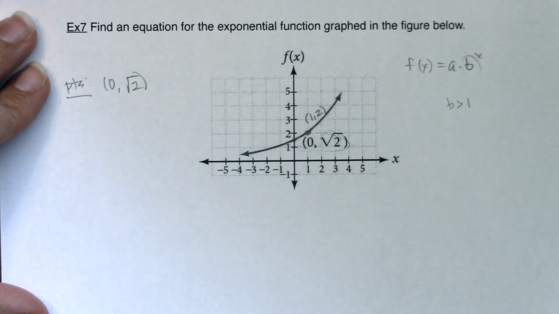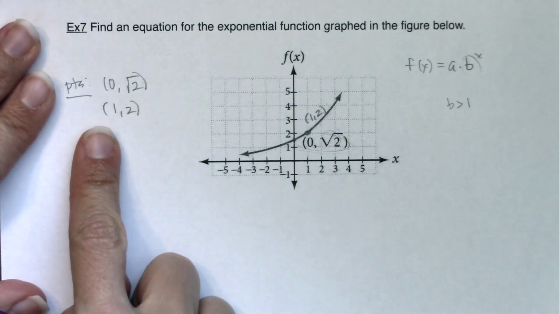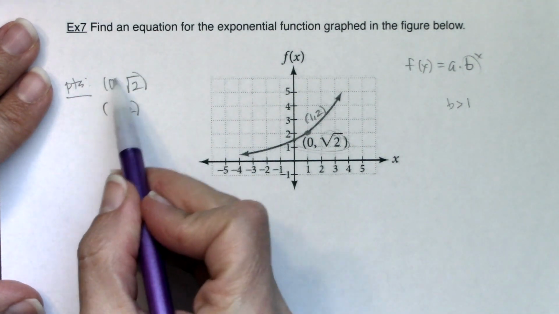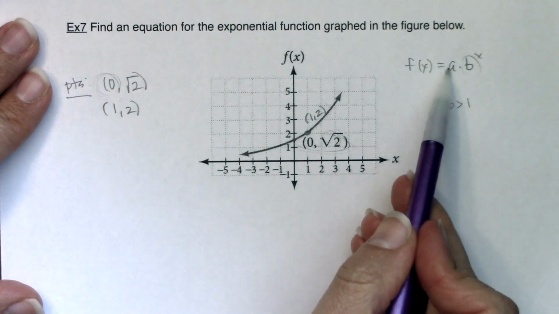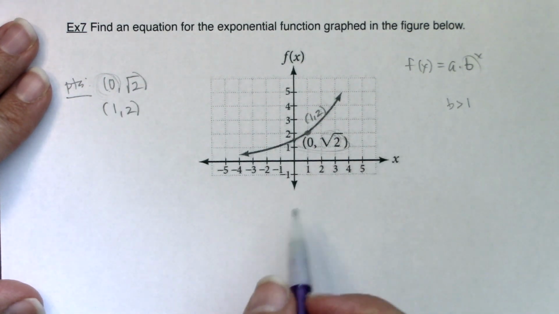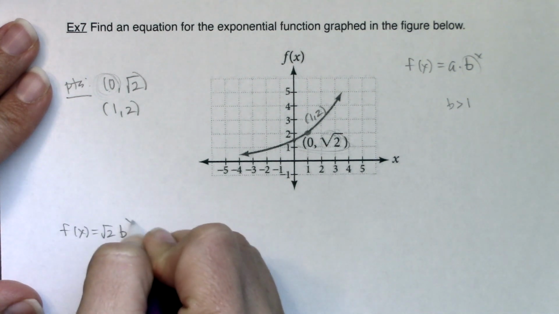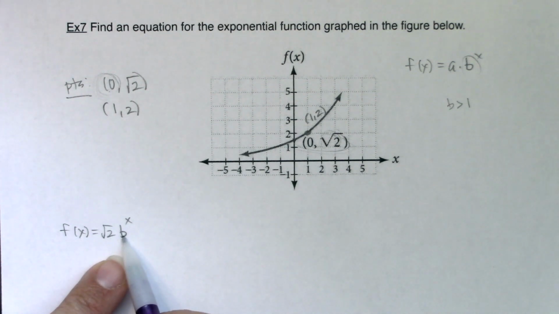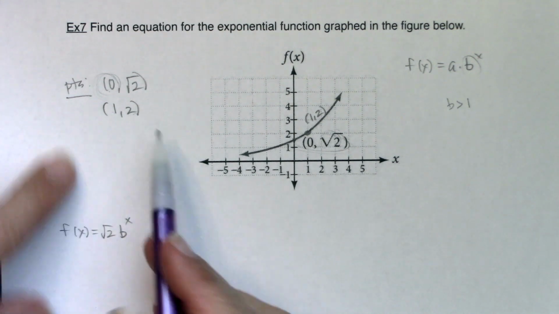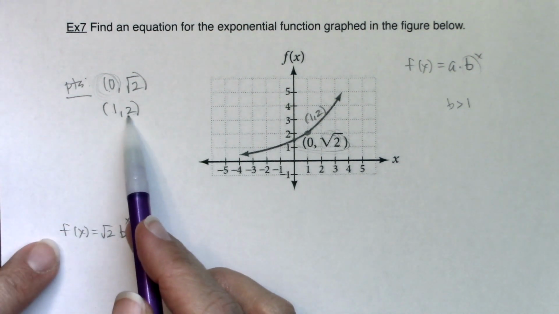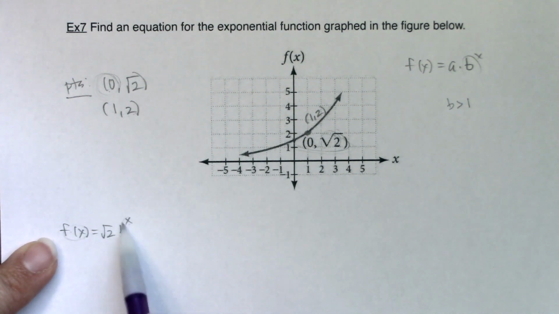So as I look at that, we've got 0, root 2 and 1, 2. And because this is nice, because I had an initial x value of 0, I immediately know my a value is root 2. So I can simplify this a little bit. I know f of x is now root 2 b to the x. I don't know what b is yet, but I can use this ordered pair to figure that out, because when x is 1, f of x is 2. So I'm going to replace this with a 2, and I'm going to replace this with a 1.